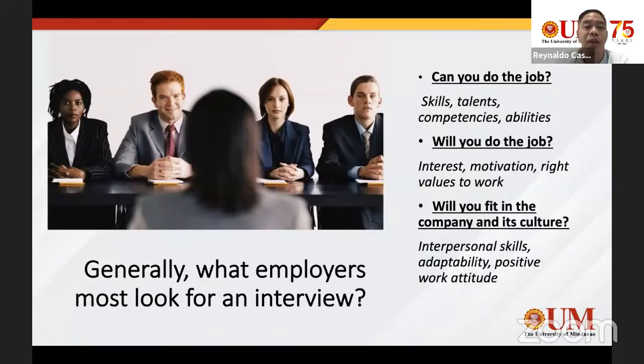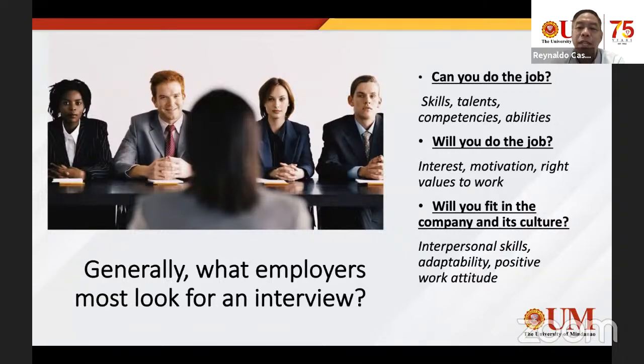So for example, you will be asked questions like, are you willing to work overtime? Are you willing to be assigned to other places? Like for example, if a company comes here and does a screening process, and they ask you, if you're from Davao, are you willing to be assigned to Marawi, for example, or to other places, will you accept that? So that has something to do with your interest and your motivation.